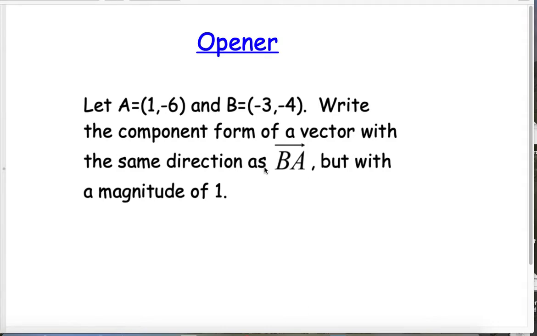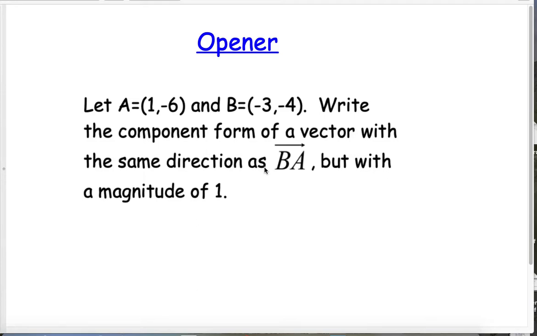Let's start with this problem and give it a shot. Don't just listen for me to explain how to do it, but hit pause, try and work it out, and then check and see if you did it correctly. So we have 2 points. The point A is (1, -6), and the point B is (-3, -4).